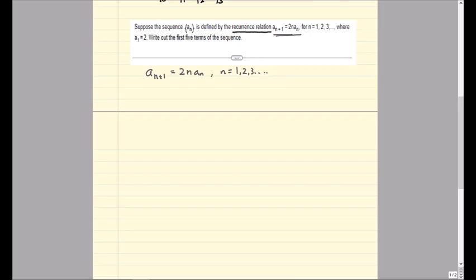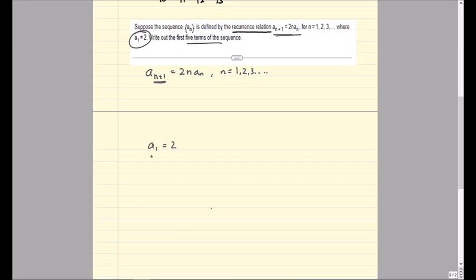Now I couldn't get started on this unless I was given this kind of seed value, because the only way I could get a sub 1 out of this is if n was equal to 0, and I don't have an n equals 0 term to start with. So we already know our first term is a sub 1 equals 2. Now we want to find the first 5 terms of the sequence.